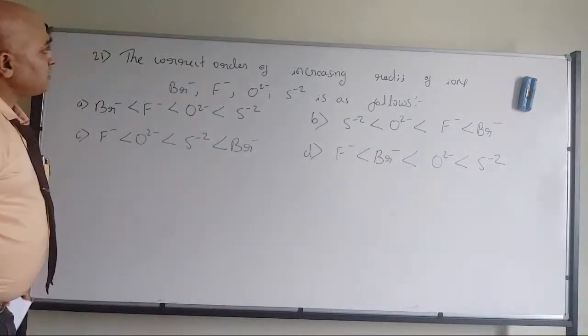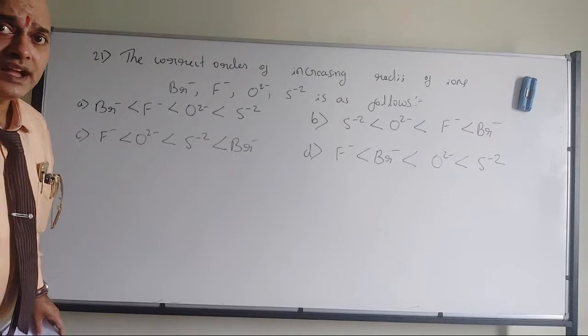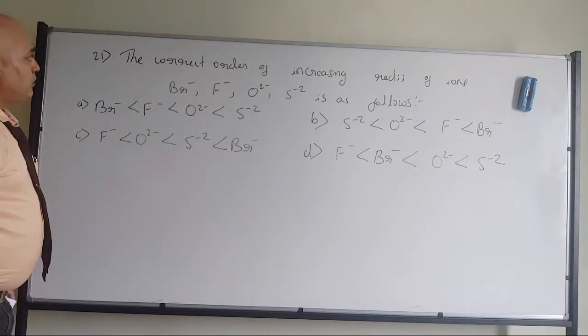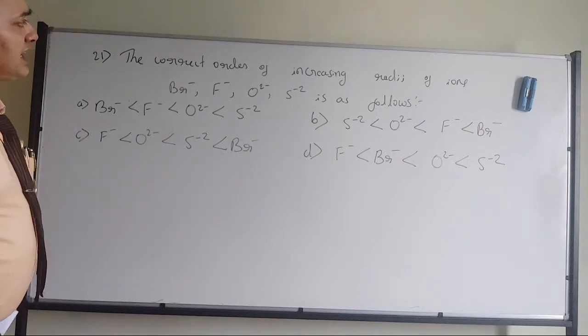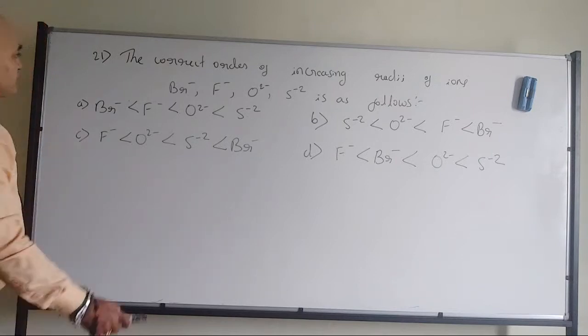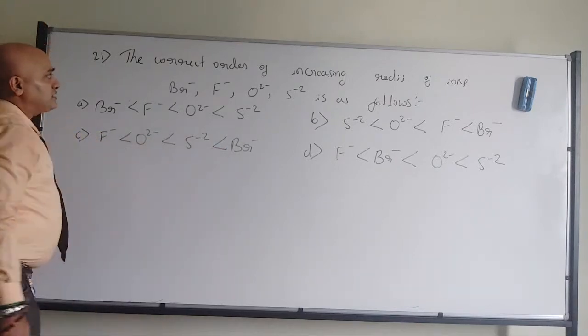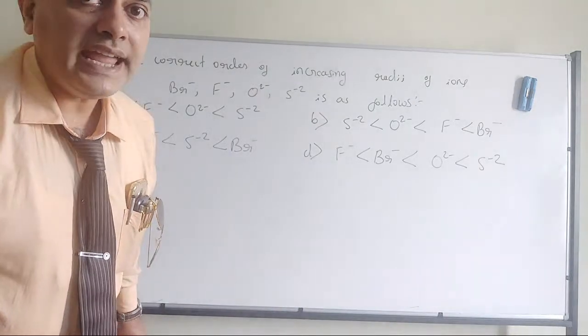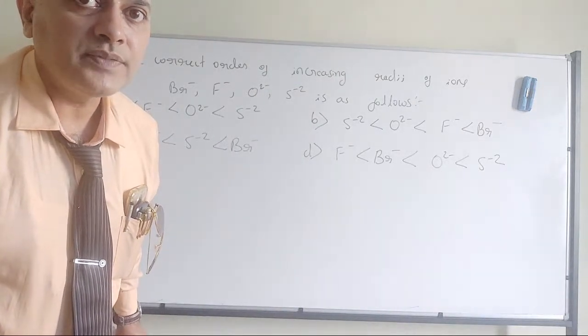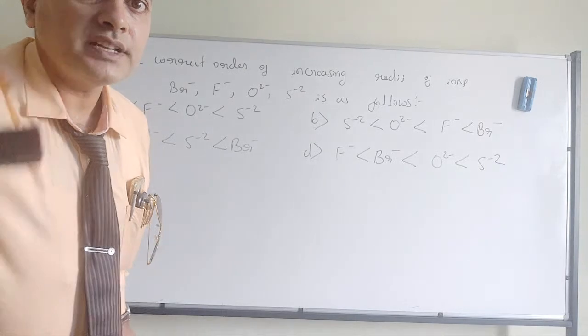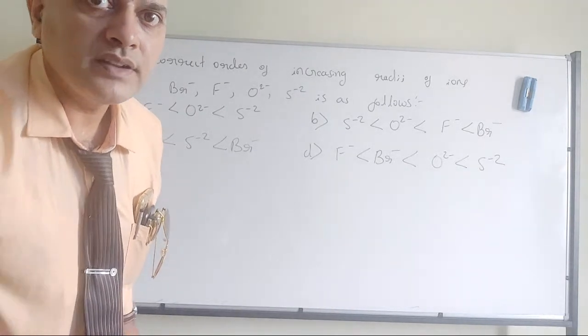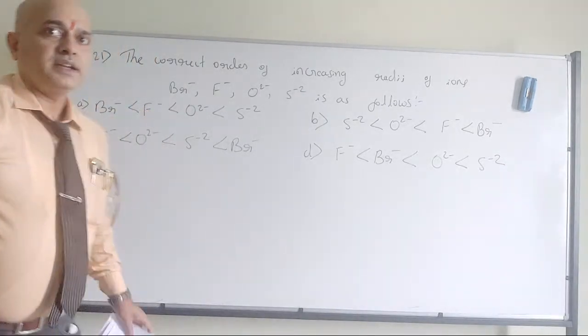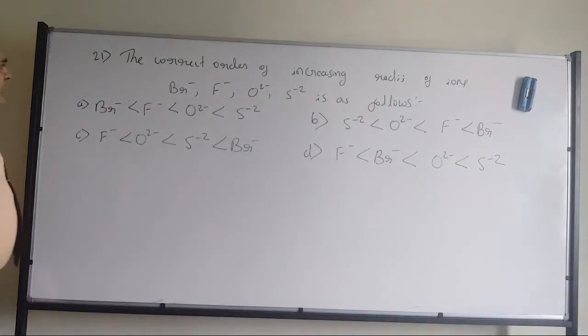So the correct order of increasing radii of the ions bromide, fluoride, oxide and sulfide is as follows. So that's where we have the options. Option A, Mansi. Darshan has also written option A. Okay, fine. So we are finding option A as the answer.